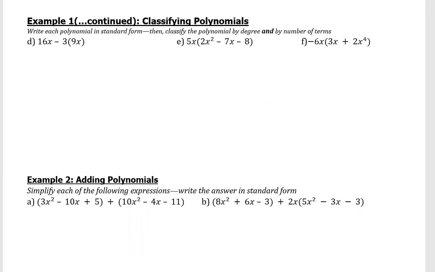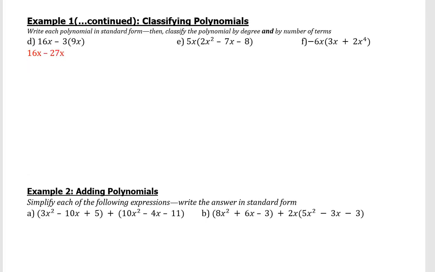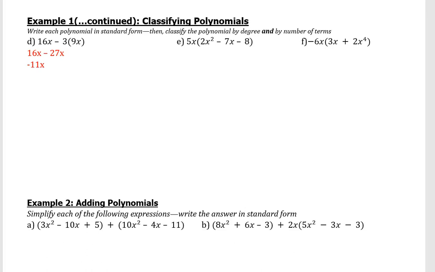Alright, we're going to do some math in this example. We're still classifying. We're going to start by writing in standard form. So for this one right here, let me just simplify. We've got 16x, and then minus 3 times 9x would be 27x. And for those 2 terms, we can combine like terms. So 16 minus 27 is going to give us negative 11x. And then that would be our standard form. And then all I'm going to do is name that. The highest power of x there is just 1, so this is first degree, and that's just a linear. And since we only have a single term, this is called a monomial.